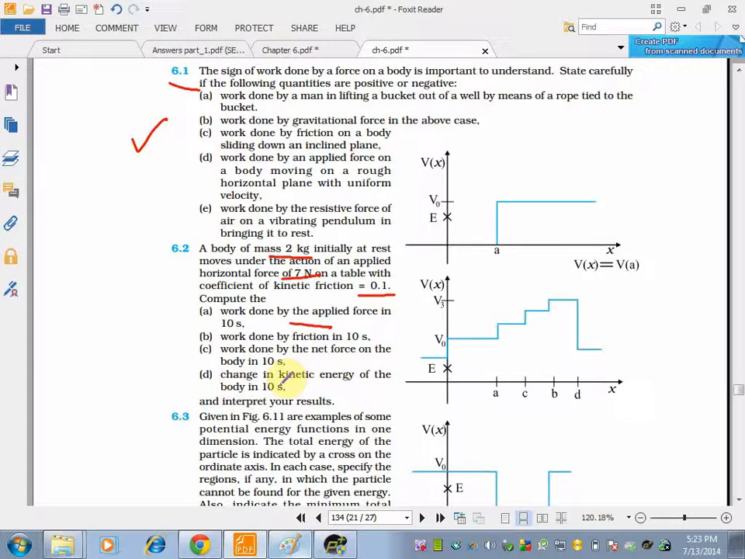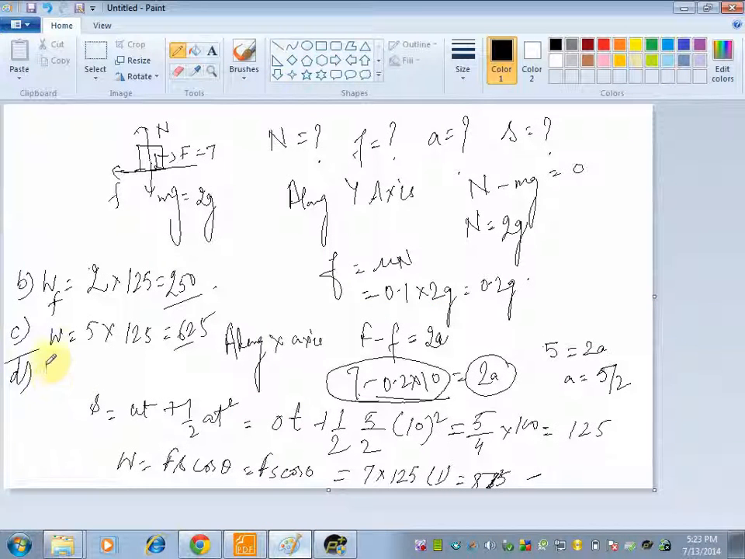Change in kinetic energy of the body in 10 seconds. According to the work energy theorem, work done is equal to change in kinetic energy. So the work done by net force is this, so this is also the change in kinetic energy. This is the D part.